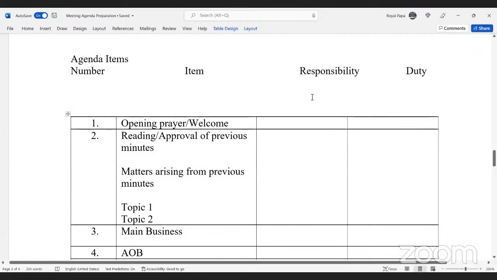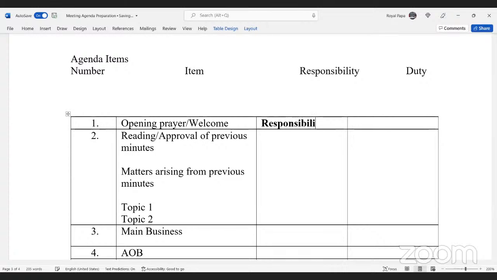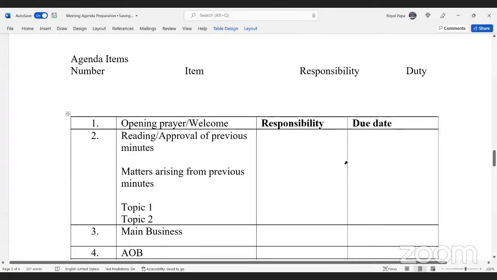Now, if you look at this area, I left these two areas for column 1, column 2, column 3. So here it's going to be responsibility. Whose responsibility? Then I may come to due date. Do you get what I'm doing? You may realize that this is going by what you did, making sure you have the columns already and you're filling them in. So that's very simple. So the reading of previous minutes, who is doing that? Maybe the secretary, or you can say the clerk.